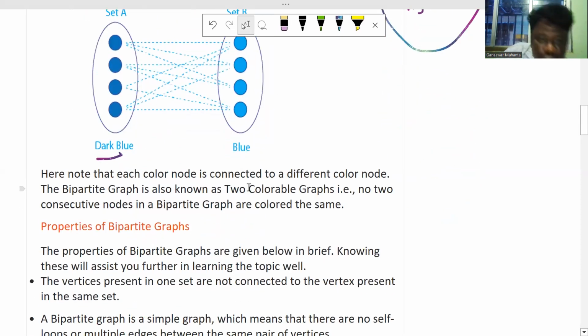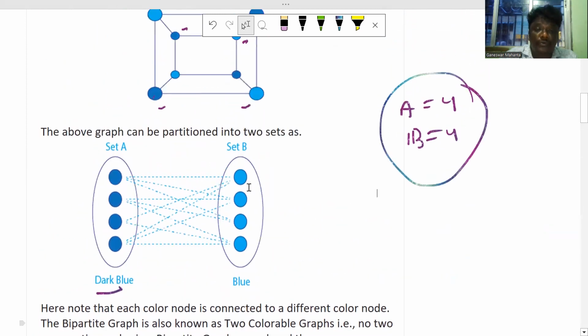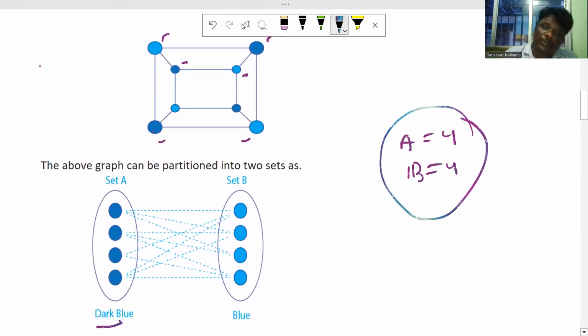Here note that each colored node is connected to nodes of a different color. The bipartite graph is also known as a colorable graph. No two consecutive nodes in a bipartite graph are colored the same. Consecutive nodes cannot be the same color. You can see that this one and this one are not the same color.